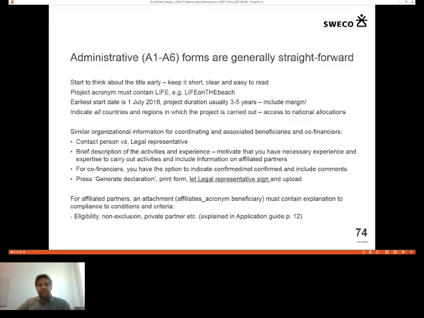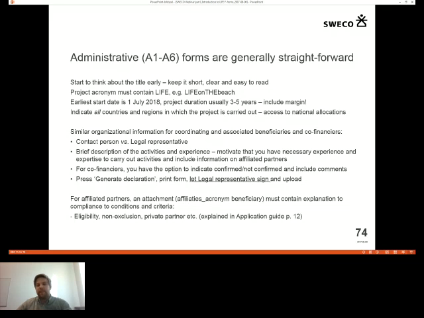You need to make a brief description of the activities and experiences of your organizations. The most important thing is to show that you have the necessary experience and the capacity to carry out the activities that you're promising to carry out in the project.